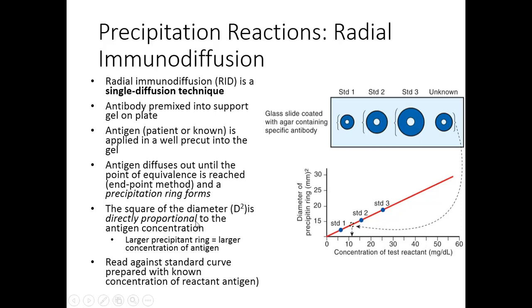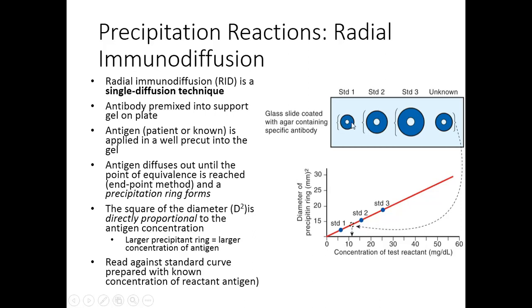And we are going to use a calculation where we take the square of the diameter, which is said to be directly proportional to the antigen concentration. So the bigger the diffusion, the bigger the diameter squared, the more antigen there was in the well when we put it in, which makes sense. If you have very little movement from the point of origin, so this was our standard 1, standard 2, standard 3 to make our standard curve.